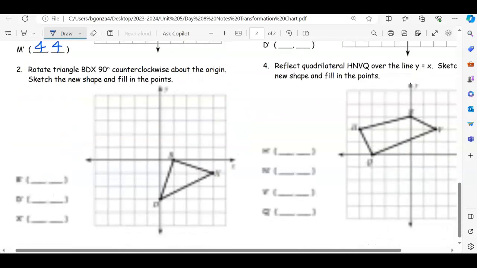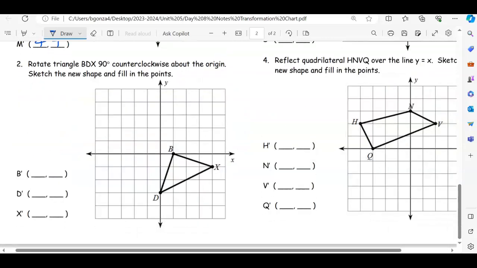Here we go. Number 2. All right. Let's write the original 3 points, B, D, and X, right here off to the side. Okay? Who can tell me the coordinates of B? You with me? All right, so starting at the origin, it goes to the right 1. It doesn't go up or down. So B is 1, 0. Right 1, doesn't go up or down. So 1, 0.